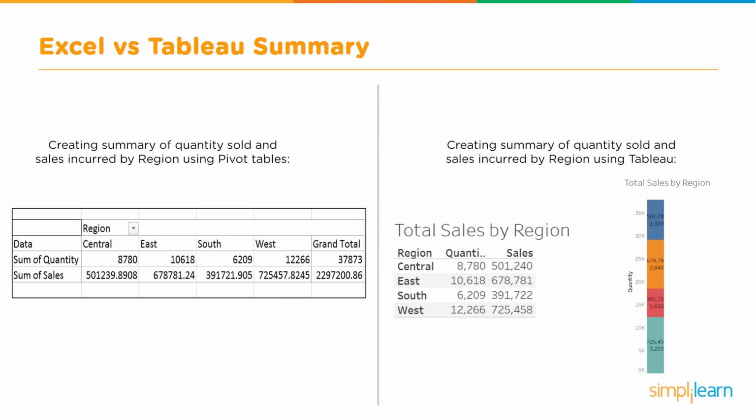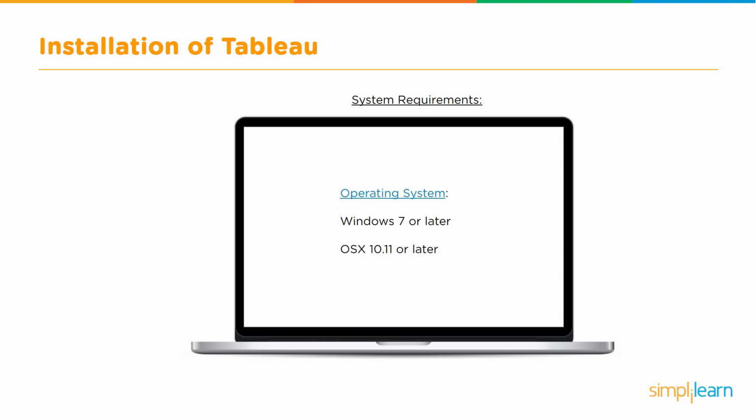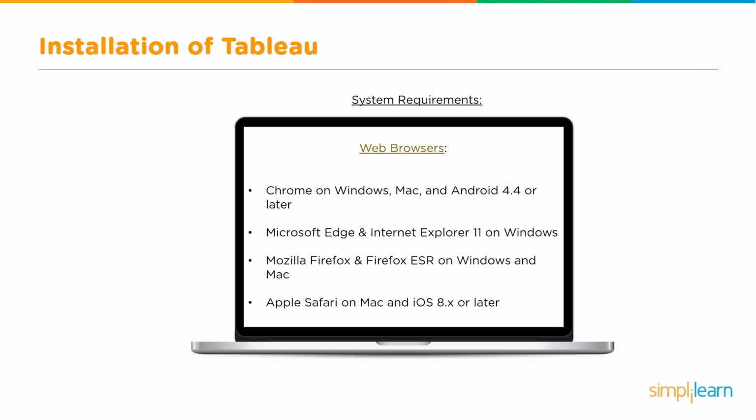So in summary, we can see a side-by-side of what we made using pivot tables in Excel and what we made in a similar amount of time in Tableau. Let's get started with the Tableau installation. As for requirements, you need Windows 7 or later, or you need your Mac operating system to be 10.11 or later. Here are some of the browsers you can use to install Tableau.